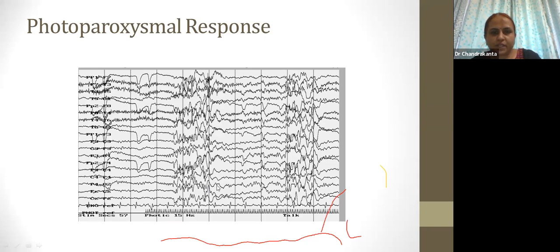So how to recognize that photic stimulation is going on? There is always one indicator either above or below the EEG, indicating that photic stimulation is going on, and during photic stimulation there are generalized epileptiform discharges.